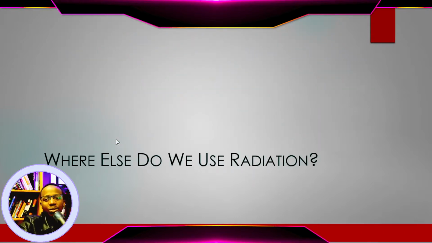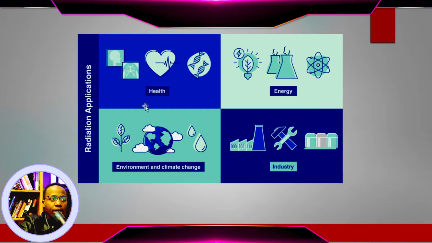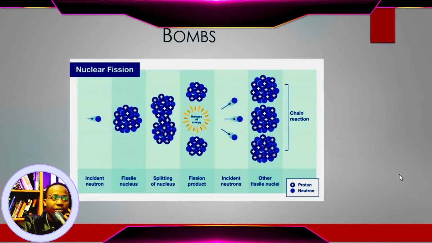So where else do we use radiation? We use radiation in health, in medicine. We use it a lot in imaging. We use it a lot even in treatment of different types of cancer, believe it or not. We use it in energy, so you have a lot of nuclear energy. You've seen these around, right? Nuclear reactors that produce energy. You even have some that are used in industry to make some stuff. Used everywhere.